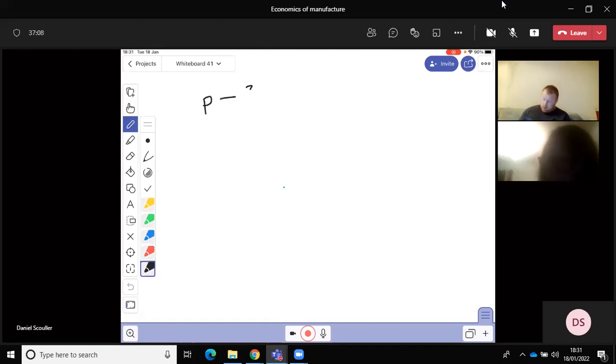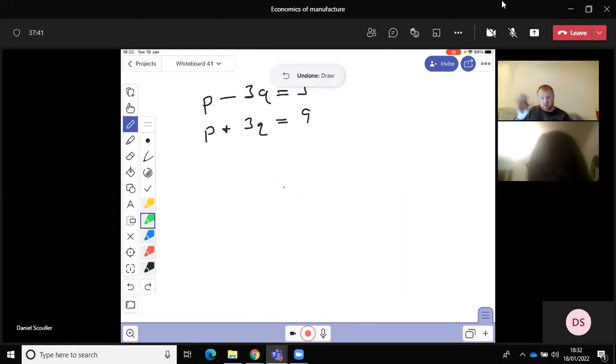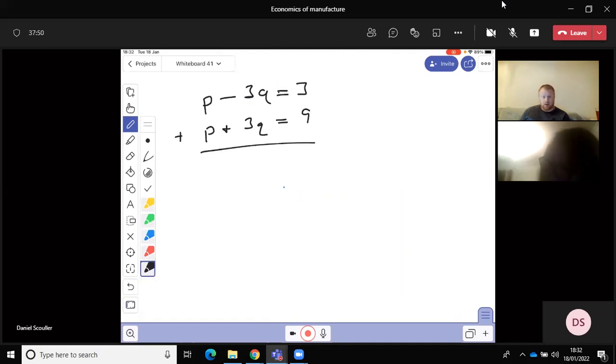We've got p minus 3q equals 3, and p plus 3q equals 9. We've got all the letters on the left-hand side, tick. We've got the same number in front of the second term, the number 3. At that point, the sign doesn't matter, but the sign dictates what you do at this point. We're going to add vertically both these terms together.